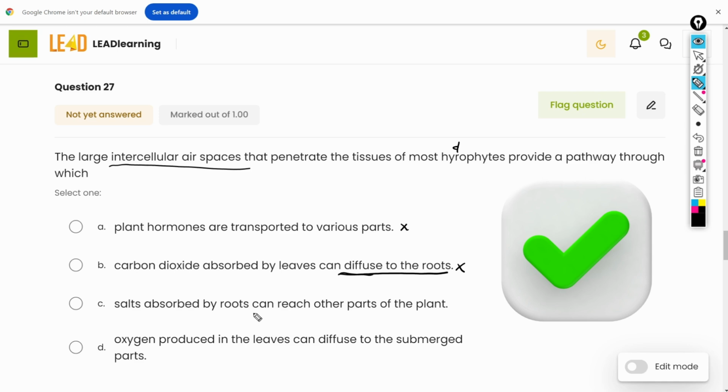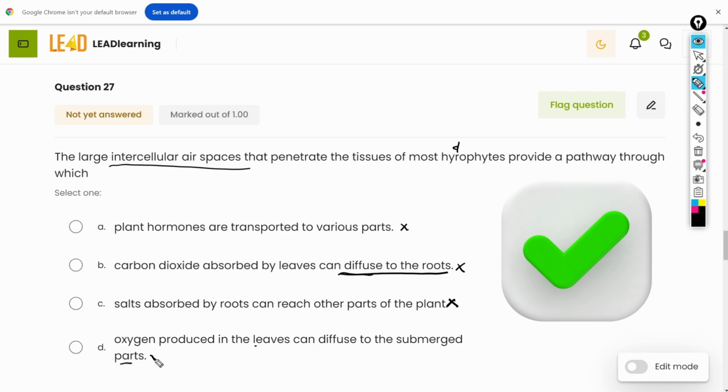Option C, salts absorbed by roots can reach. Now, salts are not gases. They are not transported via intercellular air spaces. Salts are transported via the xylem. So, no. Option D, now, oxygen produced in the leaves can diffuse to the submerged parts.